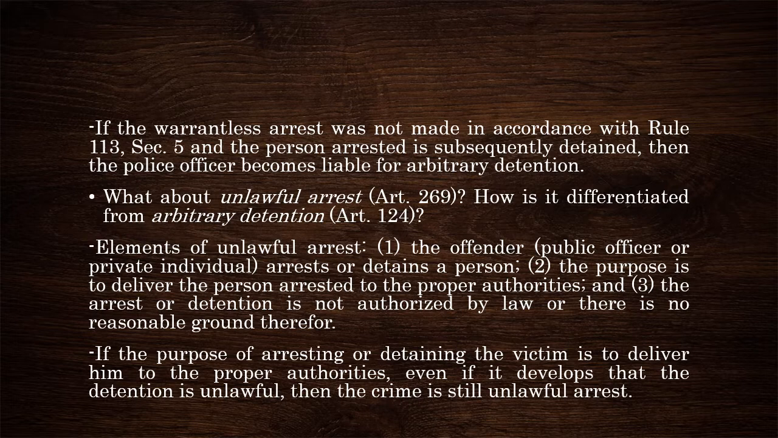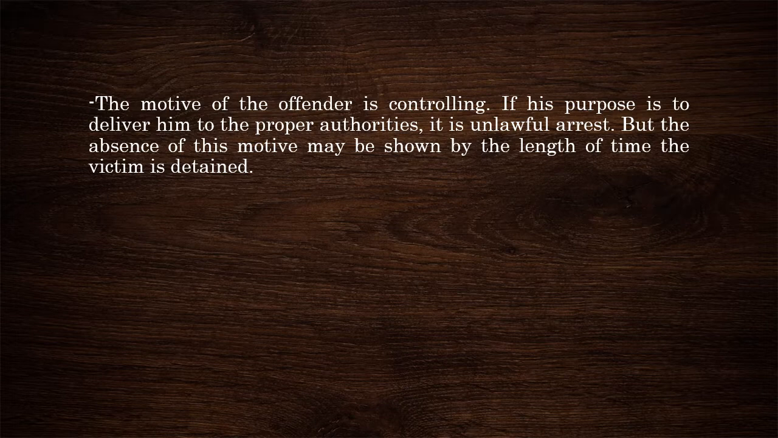If the purpose of arresting or detaining the victim is to deliver him to the proper authorities, even if it develops that the detention is unlawful, then the crime is still unlawful arrest. Take note of that. To properly determine whether the crime committed is unlawful arrest or arbitrary detention, take note of the motive of the offender, because the motive of the offender is controlling. Why? Because if his purpose is to deliver the person arrested or detained to the proper authorities, the crime is unlawful arrest. But the absence of this motive may be shown by the length of time the victim is detained.